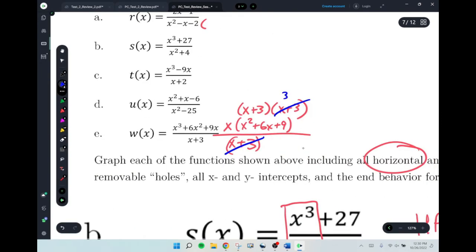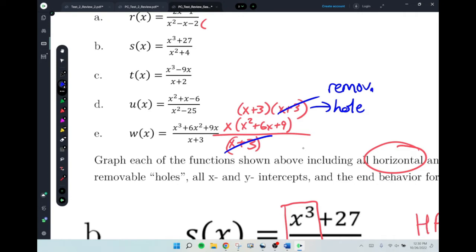I don't think we see that on this test. So it's not something to freak out about. It was just a quick review of one thing we did one time ever. I mean, you should still know that that is a removable hole right there. It doesn't change the shape of the graph.